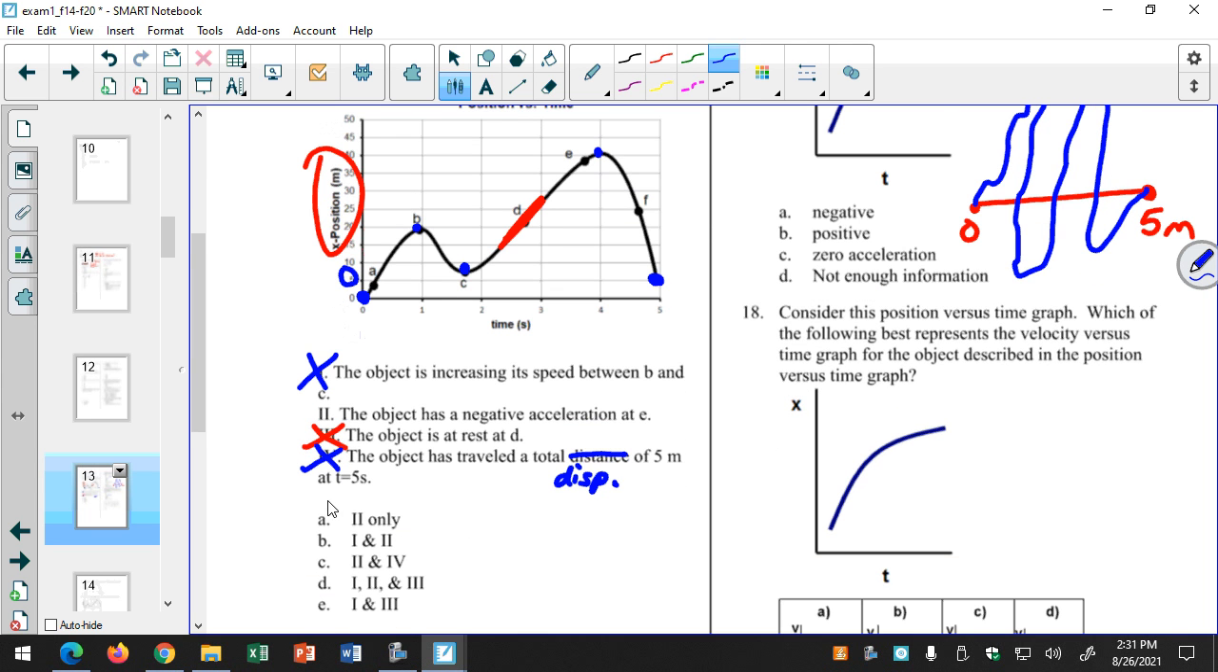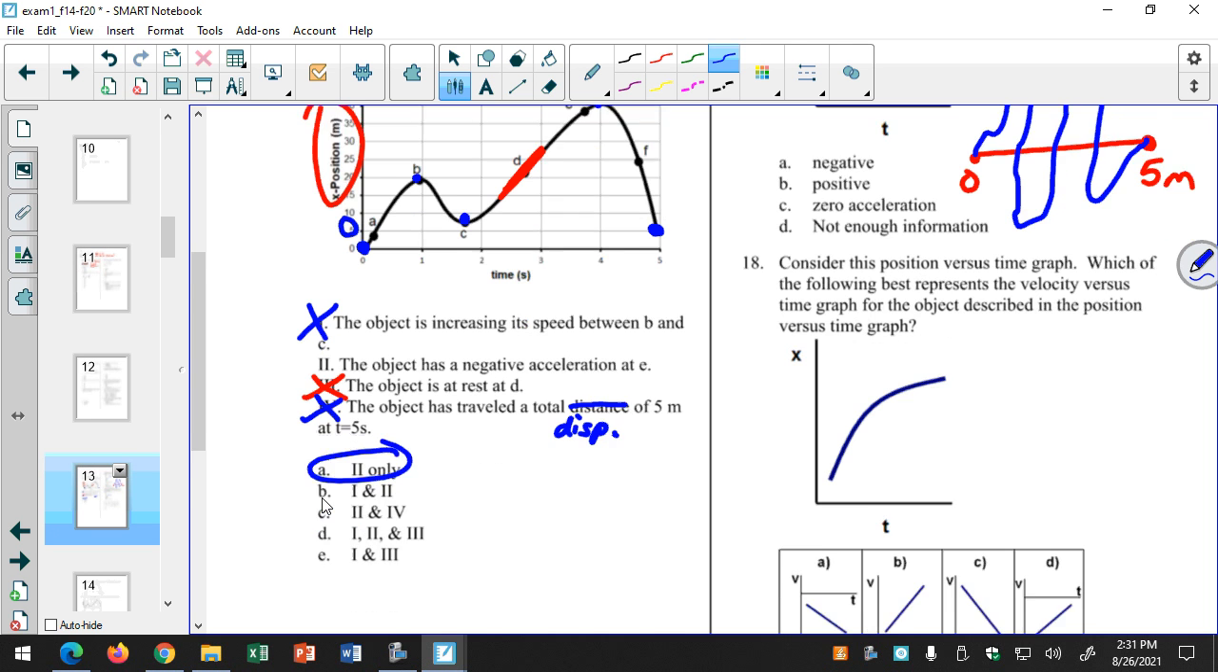So the answer here is 2 only. None of those others are true. A is the right answer. Don't worry about that 2. We'll look at it in a different question. It's a little more complicated here than I want to get into. These are tough questions. They take a lot of practice, and they require you to have a good mastery and a good understanding of how objects move and how we represent them with graphs.